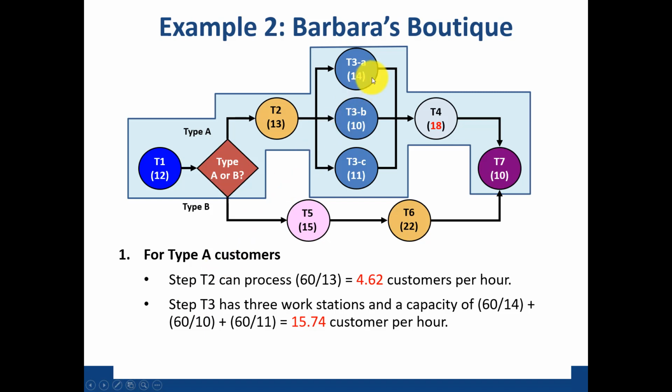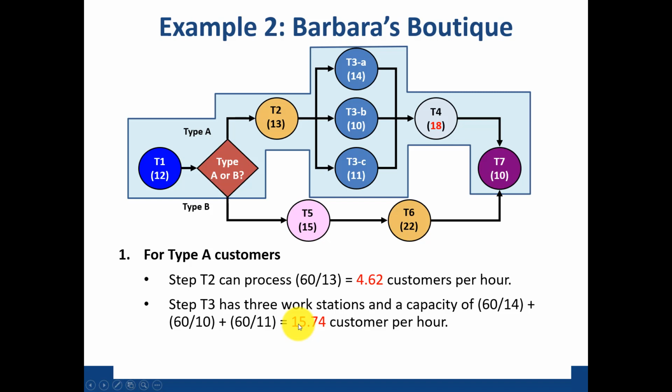60 divided by 14, so the capacity of A, plus the capacity of B, which is 60 divided by 10, plus the capacity of C isolated, which is 60 divided by 11. So we need to add, because this is running in parallel, step 3 is the same. So we have a lot of capacity here, and we can see that a lot of capacity reflected in this number: 15.7 customers per hour.